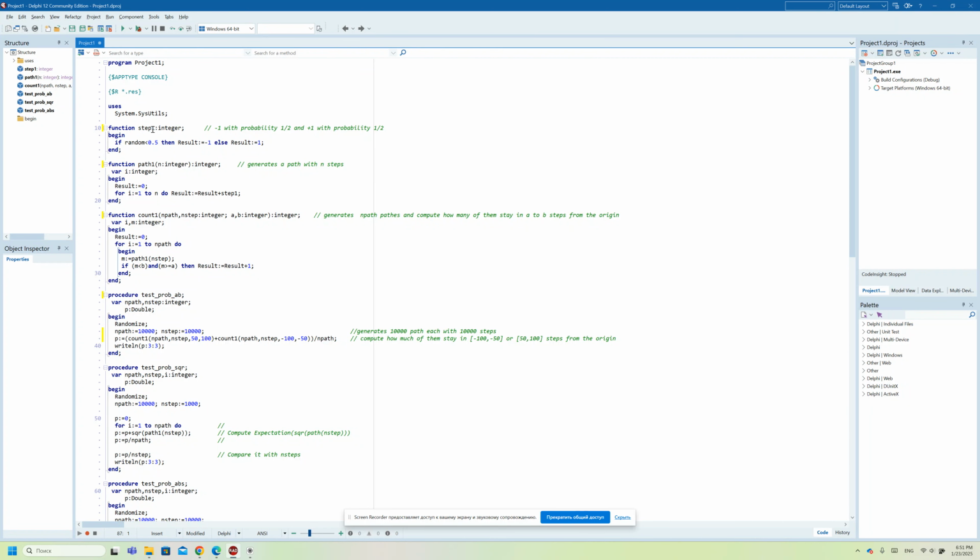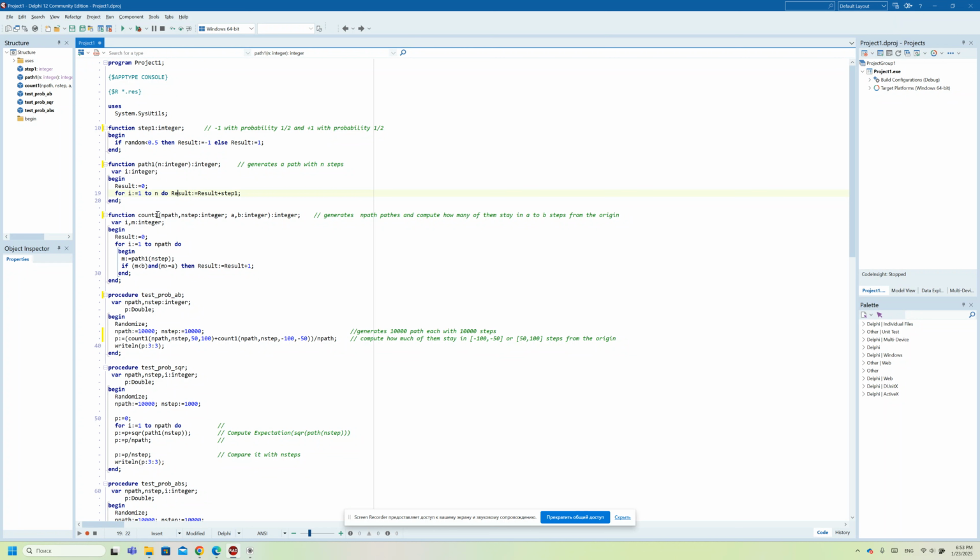But okay, so step one, we produce a step. The output of this function is -1 with probability 1 over 2 or +1 with probability 1 over 2. Random is a function which is uniformly distributed from 0 to 1. So if it is less than 1 over 2, then we return -1, otherwise 1. So this exactly generates the probability 0.5 for +1 and 0.5 for -1. Okay, so path. What is path? We generate n steps and the output is the sum of these n steps. So this is exactly where we stay after n steps in this simple random walk.